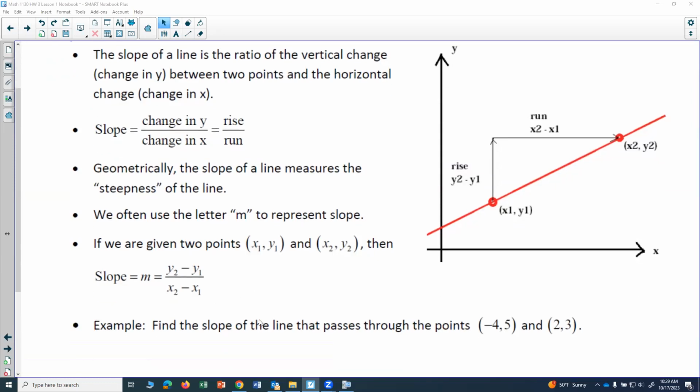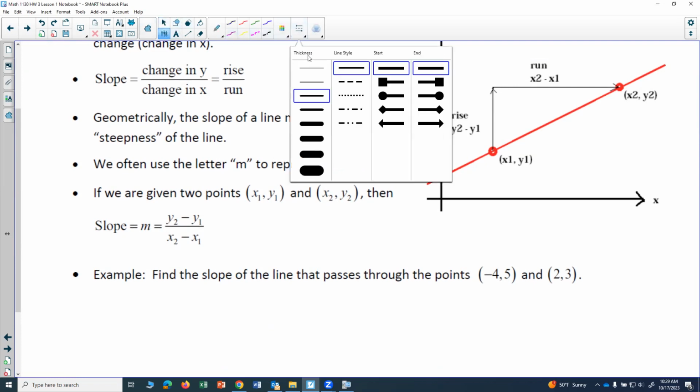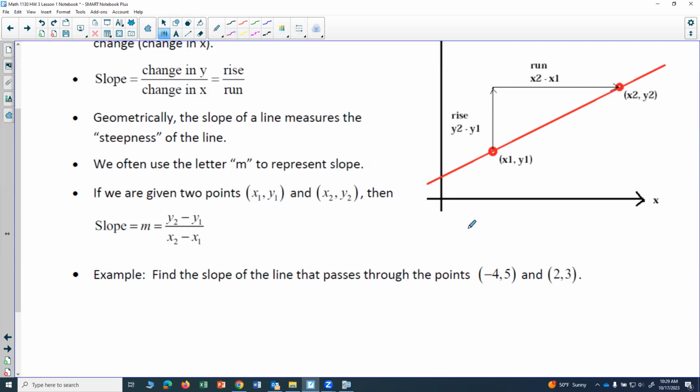Let's look at an example here. We want to find the slope of the line that passes through the points -4, 5, and 2, 3. So the first thing I want to do is go ahead and label my points, because I have to use these points in the formula. So I'm going to label them x1, y1. It doesn't matter which one I pick as the first point and which one I pick as the second point.